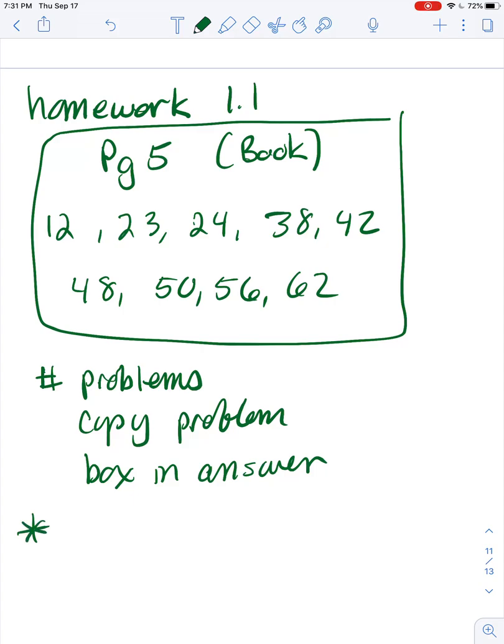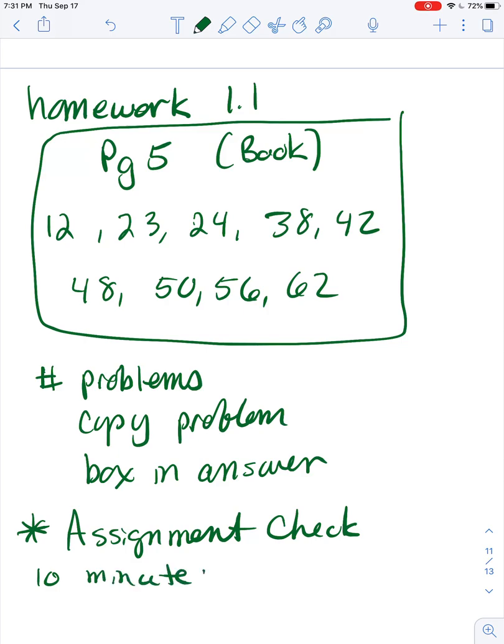When you're finished with the homework, you're going to do an assignment check. So you get your homework done and then you log into Schoology. You'll see that looks like a little puzzle piece. You're only going to have 10 minutes. So you won't have enough time to do the problems. You'll only have enough time to type in your answers.